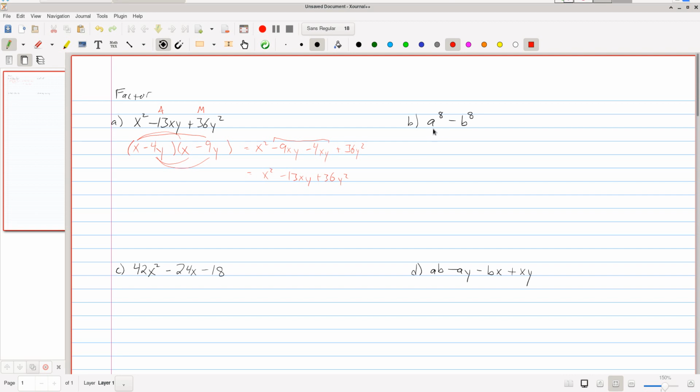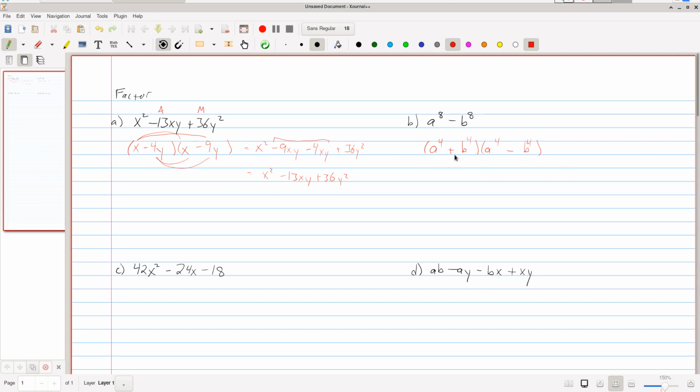B, a to the eighth minus b to the eighth. I see there's no common factor here, so this must look like the product of binomials. Furthermore, we can recognize that this is a difference of squares. So we're going to write this as two sets of parentheses. A to the eighth would be a to the fourth times a to the fourth. As a difference of squares, we know these have to have different signs, plus and minus. And then b to the eighth would be b to the fourth times b to the fourth.